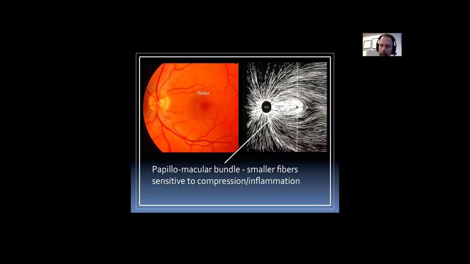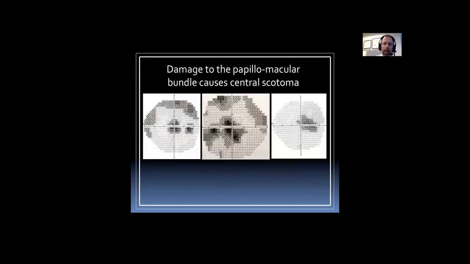So the first anatomic correlate is the papillomacular bundle, depicted by where I have this big arrow, and these are fibers that run from the fovea to the optic disc. They're smaller fibers. They may be more sensitive to compression, inflammation. And so if you have a problem with the papillomacular bundle, you're going to see central scotomas. And each of these visual fields is a central scotoma. The one on the left is a very obvious central scotoma.